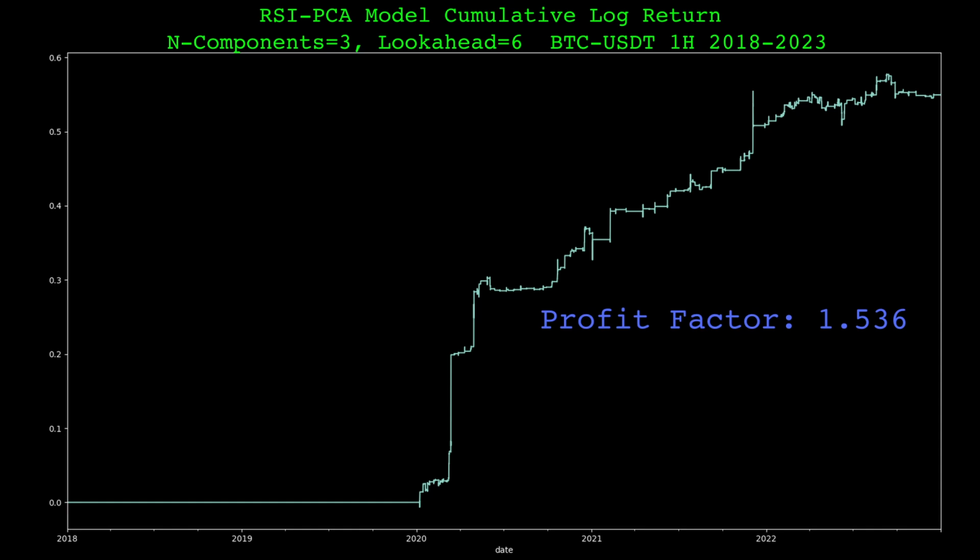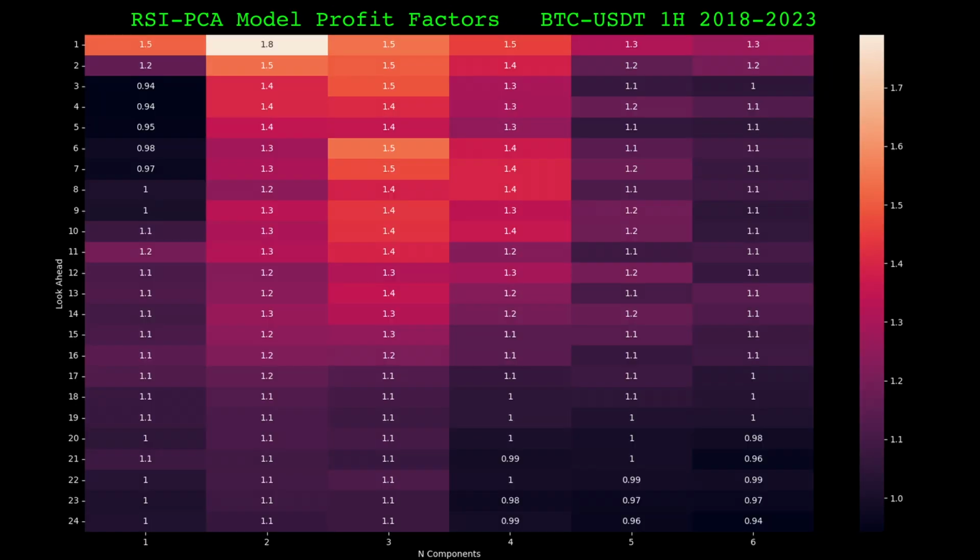Here is the cumulative log return of this strategy, with a look ahead of 6 and 3 principal components. The profit factor is 1.53. The performance looks pretty good, but let's try a wide range of parameters to see if this model is robust. Here are the profit factors across several parameter combinations. It works on most combinations.